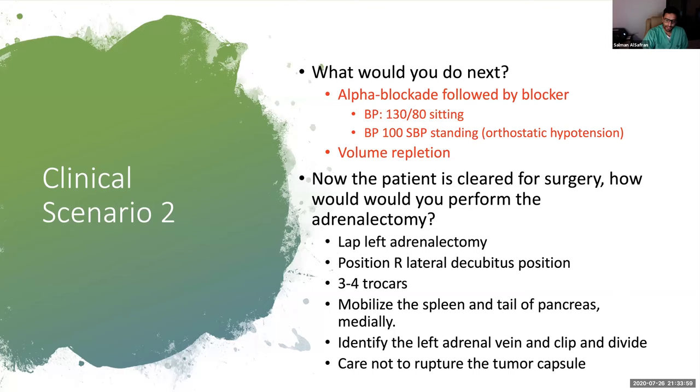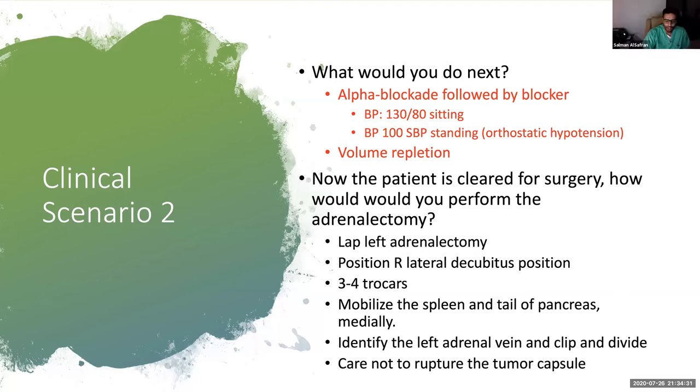For the right side, again, you're gonna enter 4 trocars because you need to retract the liver, okay? As you mentioned correctly, you're gonna divide the coronary and the triangular ligament to mobilize the right lobe of the liver. You're gonna identify the adrenal gland, identify the IVC, dissect free the renal vein. On the right side, very, very short, very careful when you do the dissection, clip and then divide, okay? That's for the right side.